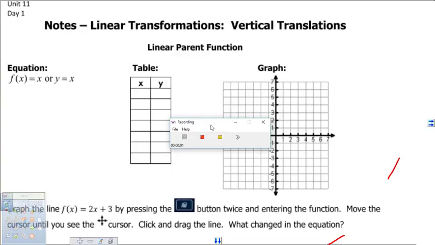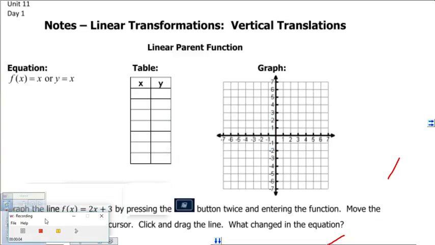Alright, so we've got Unit 11, Day 1. Brand new unit, y'all. So, this first section, Day 1, is talking about linear transformations, and in particular the vertical translations. So basically what this is doing is it's talking about moving linear functions up and down, all that good stuff.